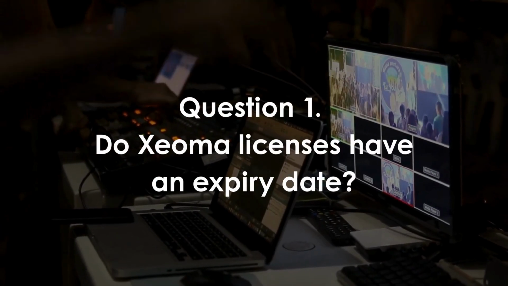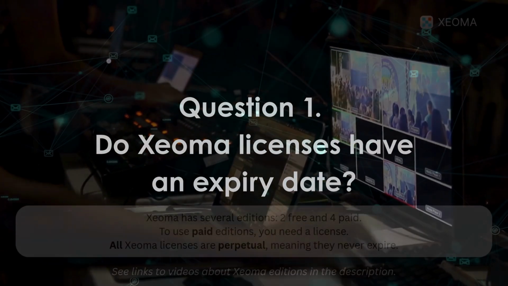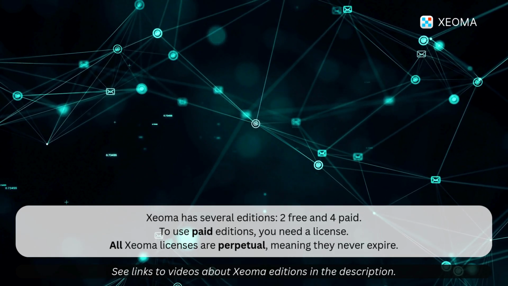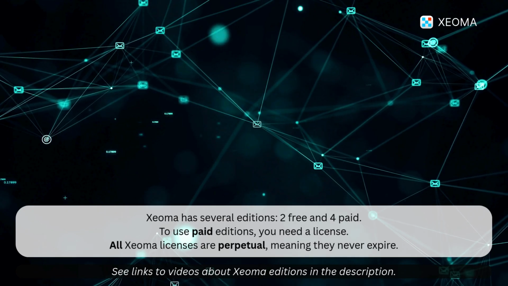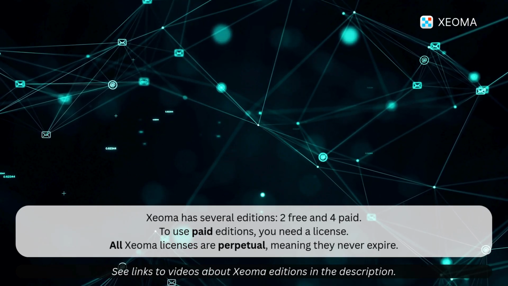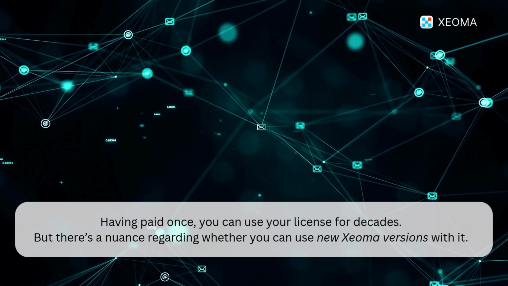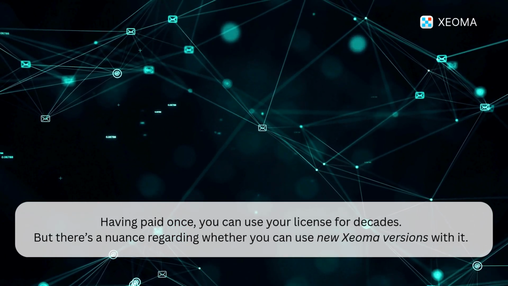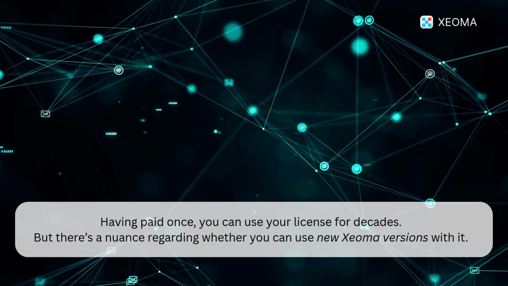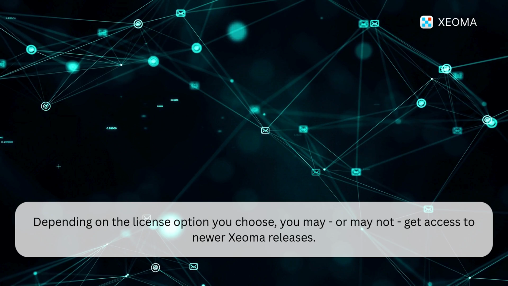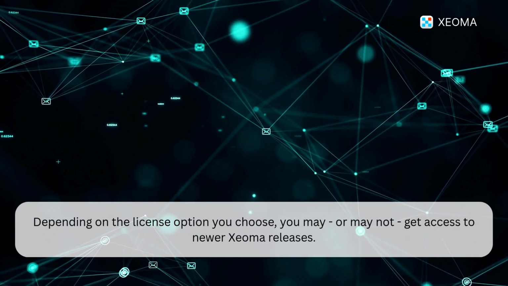Question 1. Do Xeoma licenses have an expiry date? Xeoma has several editions, 2 free and 4 paid. To use paid editions, you need a license. All Xeoma licenses are perpetual, meaning they never expire. Having paid once, you can use your license for decades. But there's a nuance regarding whether you can use new Xeoma versions with it. Depending on the license option you choose, you may, or may not, get access to newer Xeoma releases.